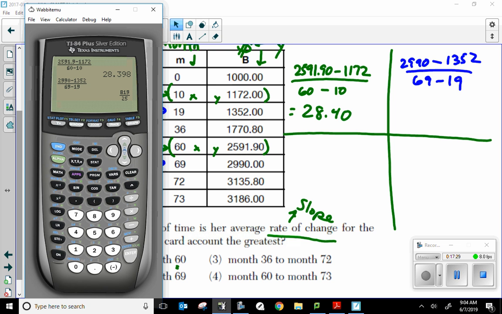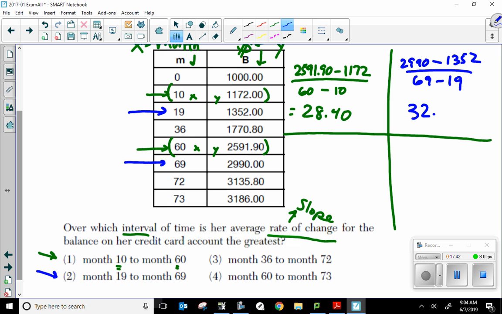Oh, it didn't come out. Why did that? Well, because there's a decimal in there. So if I take 819 divided by 25, 3276. So right now it's not 1. 2 is bigger right now.